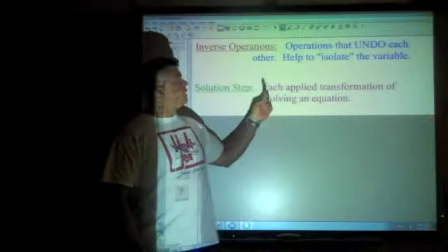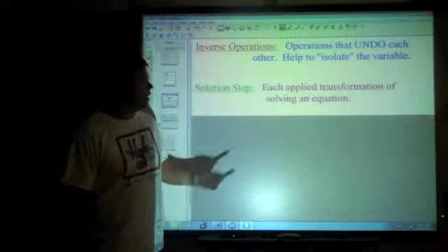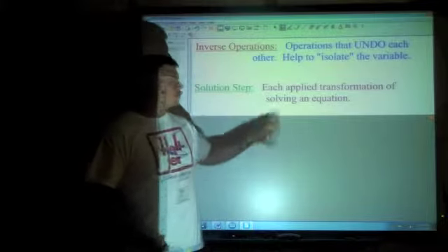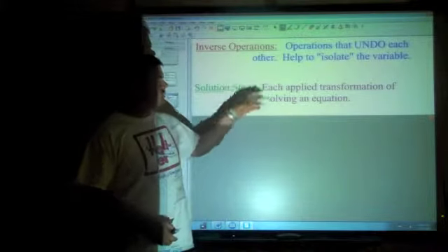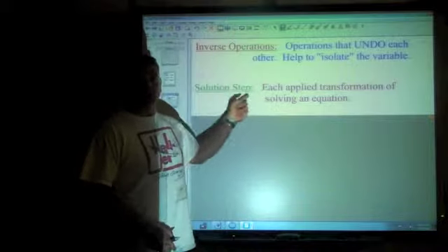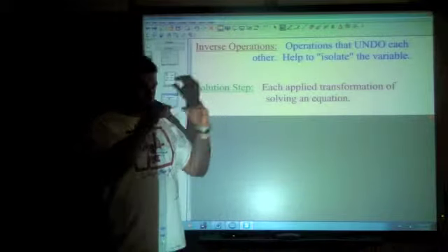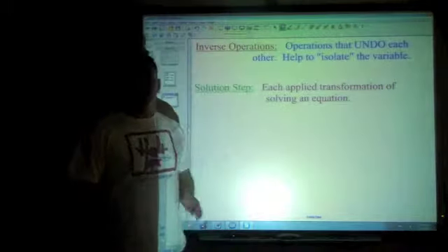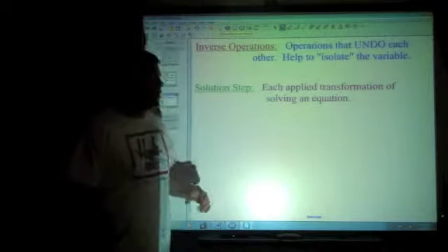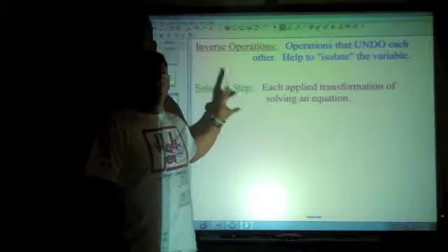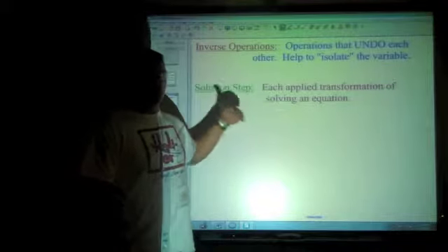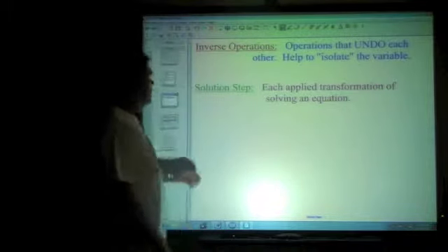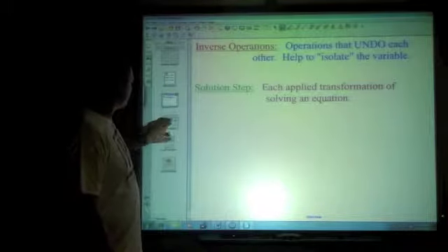Each time that we use one of these inverse operations, we would call that a transformation. We're changing the appearance of the problem, so we're transforming it and allowing us to solve. We would call each one of those steps a solution step. So we're showing step by step by step what we're doing. We are not going to be jumping to any solutions, no matter how easy it may seem. We need to practice solving on the very basic and easy equations before we're going to be able to apply all those steps to the larger, more difficult equations. So these solution steps are very important.